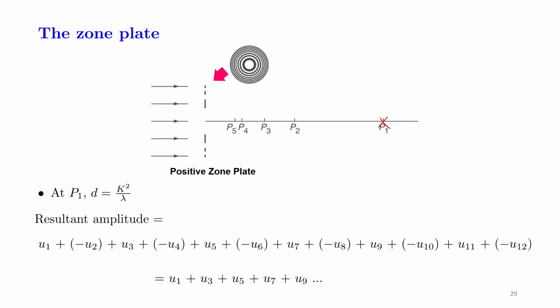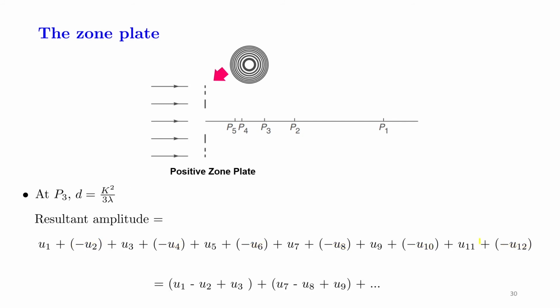The resultant amplitude at position 1 will be u1 plus minus u2 plus u3 plus minus u4 plus u5 plus minus u6 etc. For the point P1, which is at a distance k square over lambda from the zone plate, the blackened rings correspond to u2, u4, u6, u8, u10, u12 etc. Thus, the even zones are obstructed and the resultant amplitude at P1 would be u1 plus u3 plus u5 plus u7 plus u9 etc. That is, we have only the odd terms producing an intense maximum at point P1.